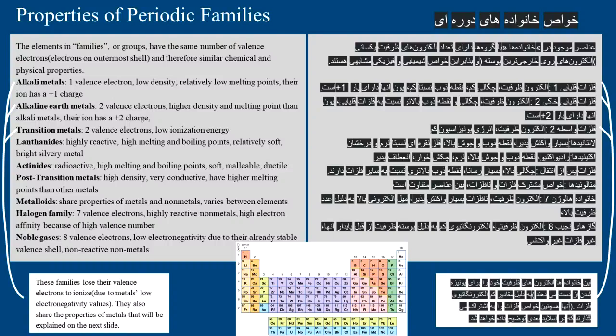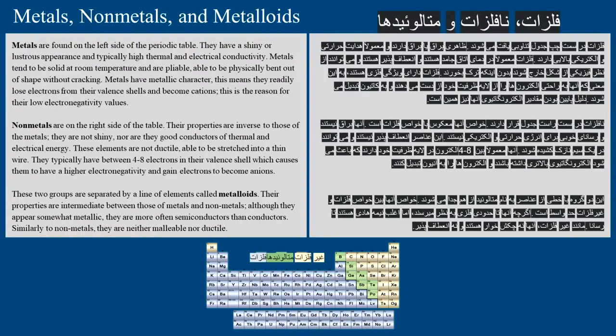They have 8 valence electrons, but they have a really low electronegativity because their valence shell is already full. It's been complete, so it's stable. So they're non-reactive nonmetals. Then we have the metal, nonmetal, and metalloid groupings.